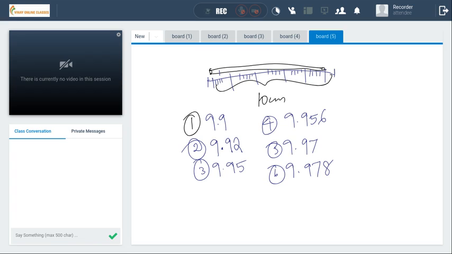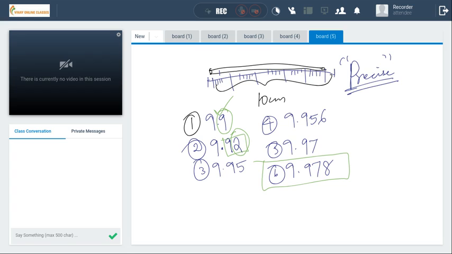Another one 9.978. Okay, so what according to you is the most precise value? Okay, we're talking about precision. The most precise value will be this. Can you tell me why? Because first it was 9.9, then increased to 9.92. You got to know one digit more than the previous one.